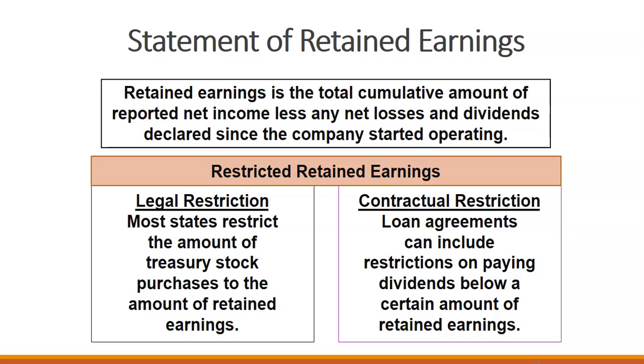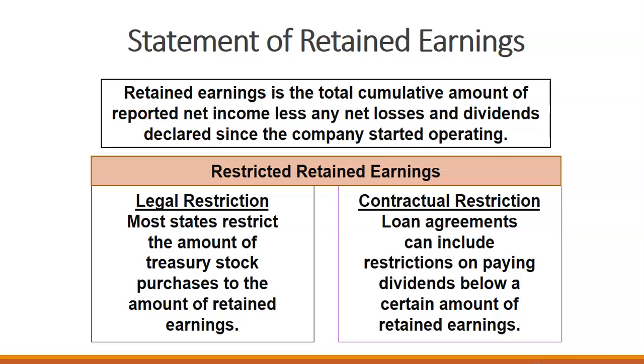We can have restricted retained earnings. So one of those is a legal restriction. States restrict the amount of treasury stock purchases to the amount of retained earnings. So companies can't buy more treasury stock than the amount of retained earnings that they have.